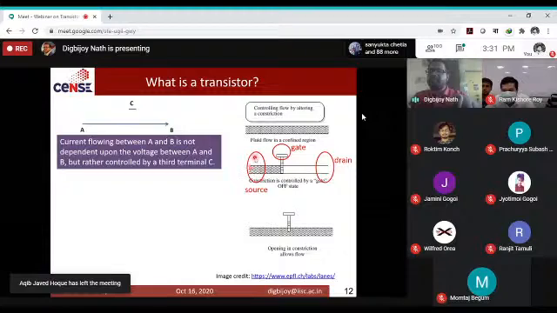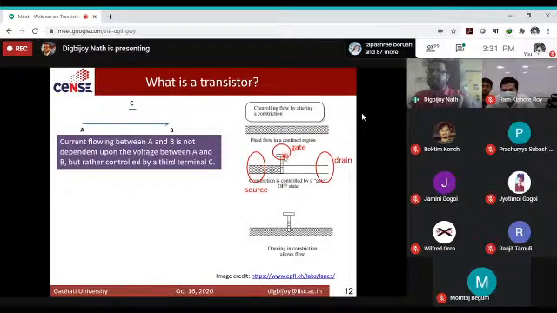So the water flow is happening between 2 points. The current flow is happening between 2 points. We call them source and drain. That is where the current is flowing, and you are controlling that with a third terminal called the gate. That's called the transistor gate.